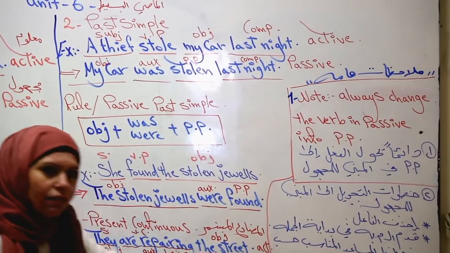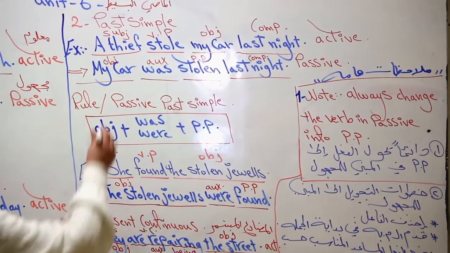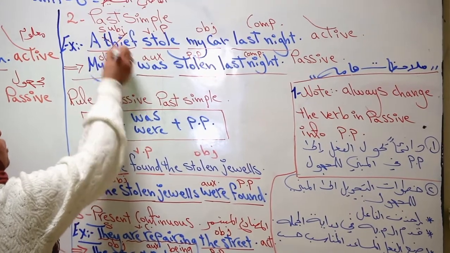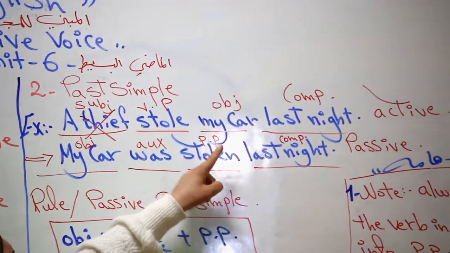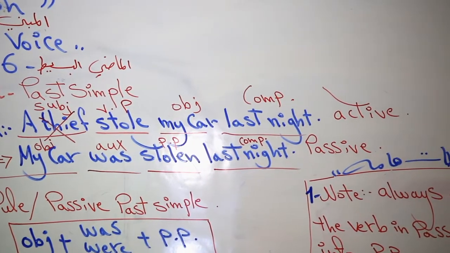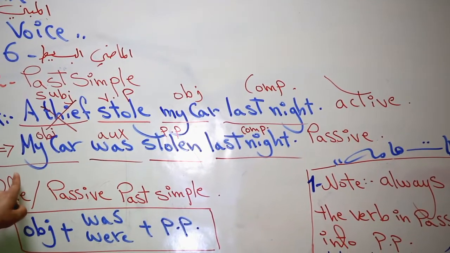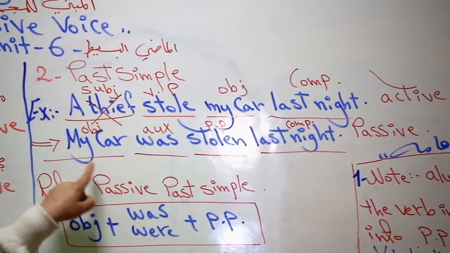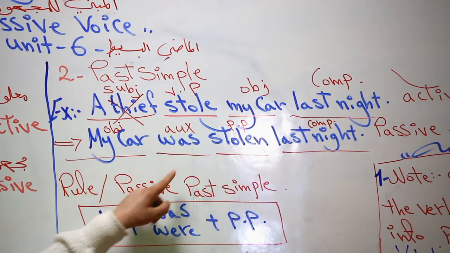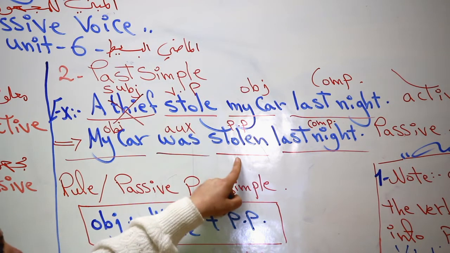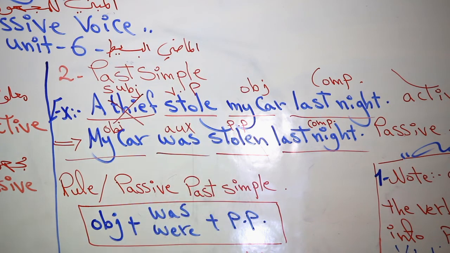نفس الطريقة، نفس خطوات التحويل. أولاً أحذف الفاعل subject. هنا أنا مقسمة لكم الجملة subject, verb past, object complement. إذا أحذف الفاعل، أقدم المفعول به object. If it's singular was, if it's a plural were. Then after that I change the verb into what? Into past participle, then the complement of the sentence.